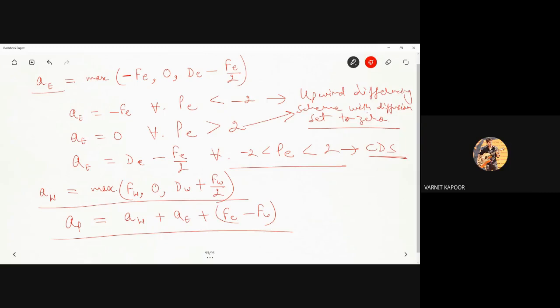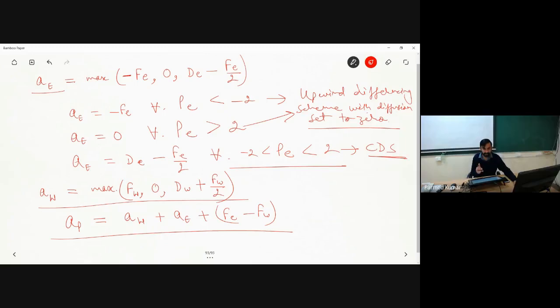Yes, sir. So can you obtain this analogy yourself, or do I need to show it over here? Whatever analogy I told you, can you obtain by yourself? Nothing but, whatever starting equation you are having, there you have to simply apply the upwind differencing scheme by neglecting the diffusion term. Then you will be getting these coefficients. And if your Peclet number is within -2 to 2, and you are applying the CDS scheme, then your coefficients will match exactly this expression. Okay.